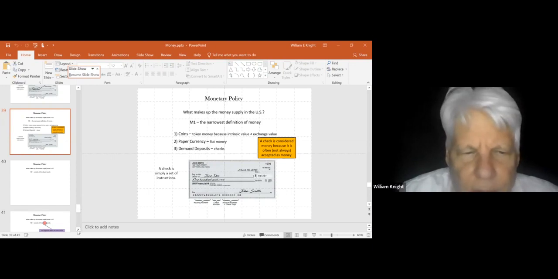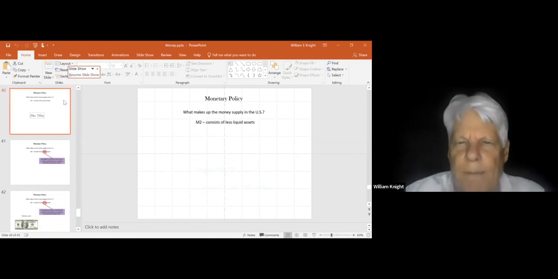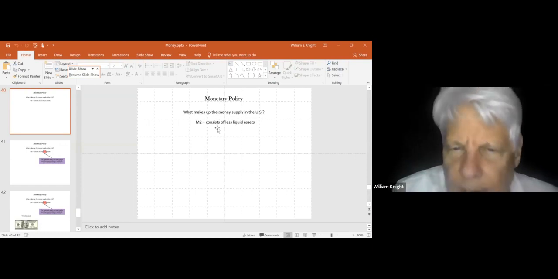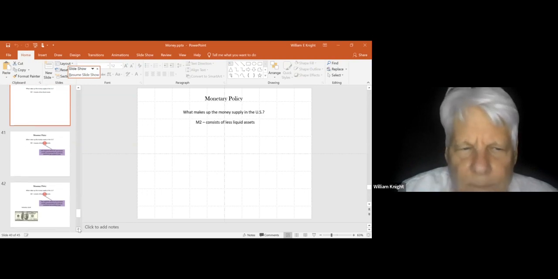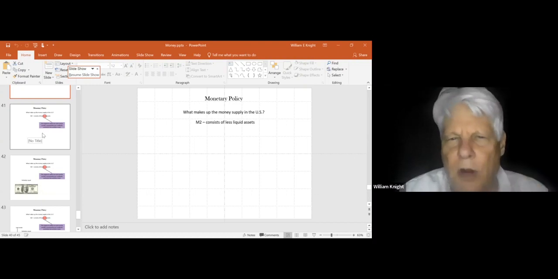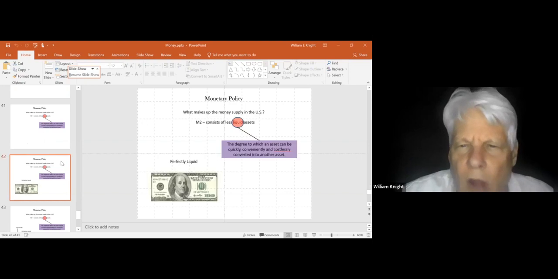That's why it's called a demand deposit. But let's look at the definition of money called M2. M2 is a more liberal definition of money, and it consists of assets that are less liquid. Now, M2 consists, of course, of coins, paper currency, and checks, but M2 also consists of less liquid assets. Now, this is a perfectly liquid asset.